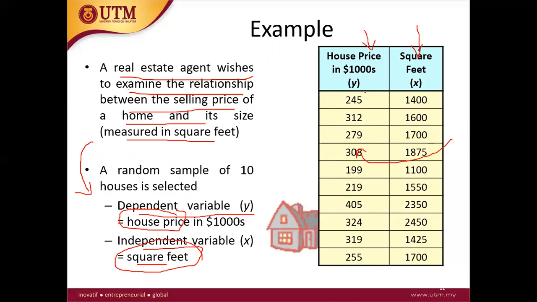For example, with the price 245,000, the size of the house is 1,400 square feet. When the square feet is increased, for example to 350, it will affect the price of the house. So the price is higher than 245 when the size of the house is increased.